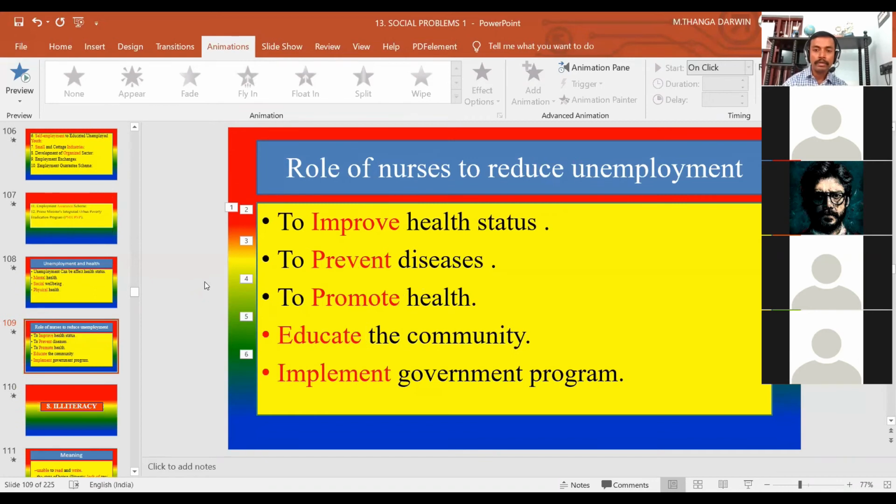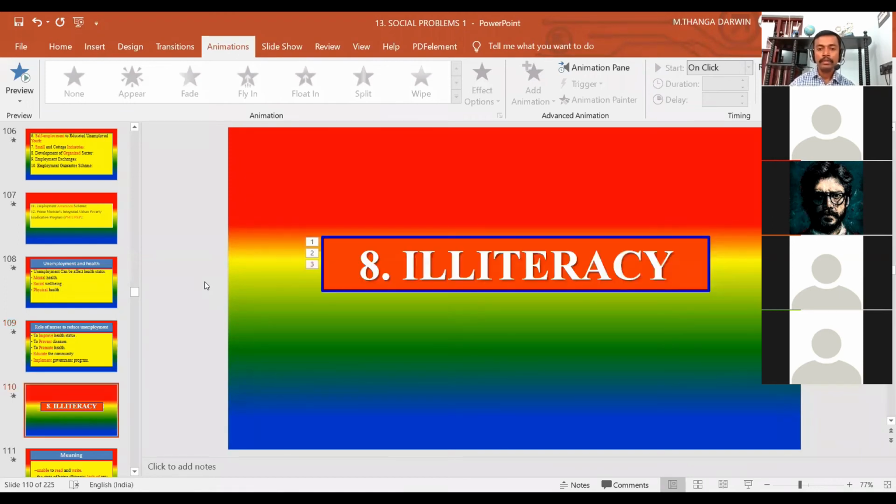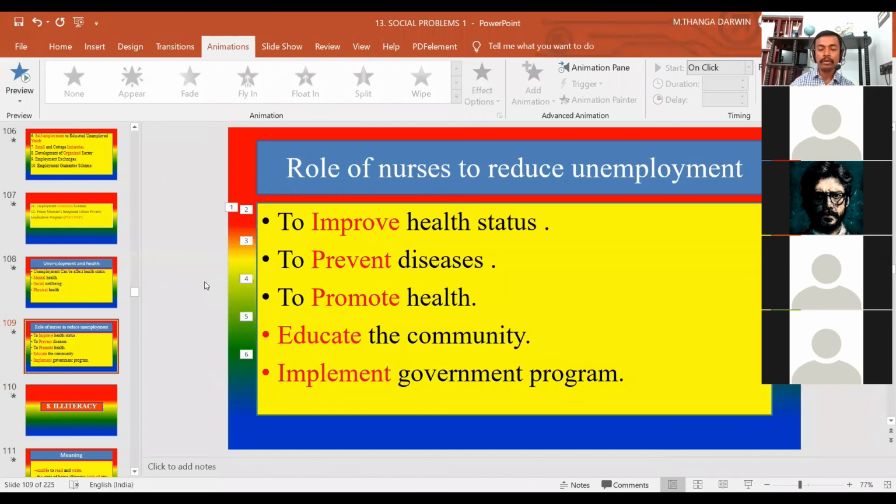Role of the nurse. Nurses play a wonderful role in reducing unemployment, mainly by improving health status, preventing disease, promoting health, educating the community, and implementing government programs. For example, community health nurses and village health nurses implement various employment programs. As well, look at this, one of the specialized jobs is nursing, that is occupational health nursing. Nurses work with employees concerning the employees' health, to promote healthier employment.